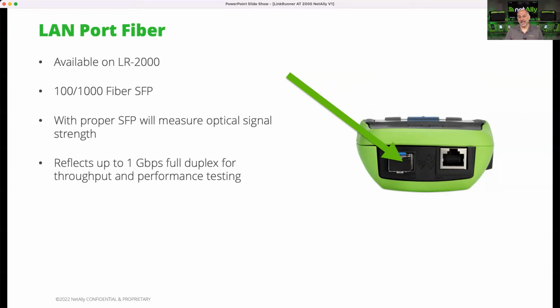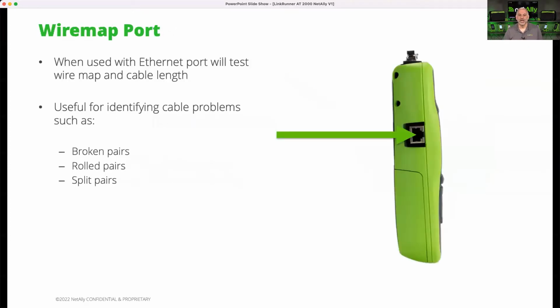With the proper SFPs, and it really depends on the functionality of the SFP, we can measure optical signal strength. We'll talk about that, because if our optical signal strength is too low, we're not going to be able to establish a connection. So this is a great way to validate that we have enough optical signal making it to the far end of the fiber to support a connection. And we can reflect traffic on the fiber port, so we can use this for testing throughput on our fiber links as well. On the side, we have a wire map port.